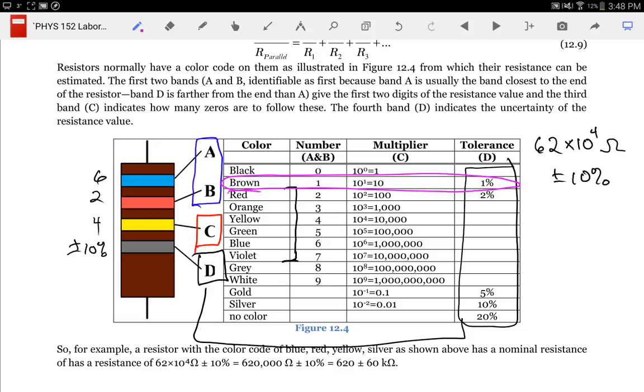You're going to be multiplying numbers by what? By 10. So we have 2 digits multiplied by 10, which means they're all going to be in the hundreds. So they all should be in the hundreds of ohms: 100, 200, 150, whatever.